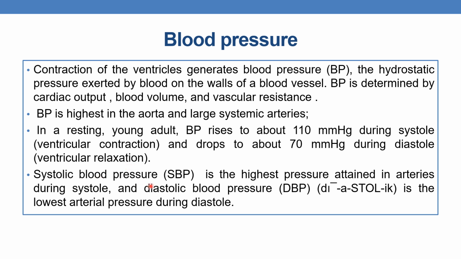Systolic blood pressure is the highest pressure attained in arteries during systole, and diastolic blood pressure, DBP, is the lowest arterial pressure during the diastole. Usually the BP, that is 110/70 or 120/80, is nothing but systolic over diastolic blood pressure. Systolic is 110 mmHg and diastolic blood pressure is 70 mmHg.